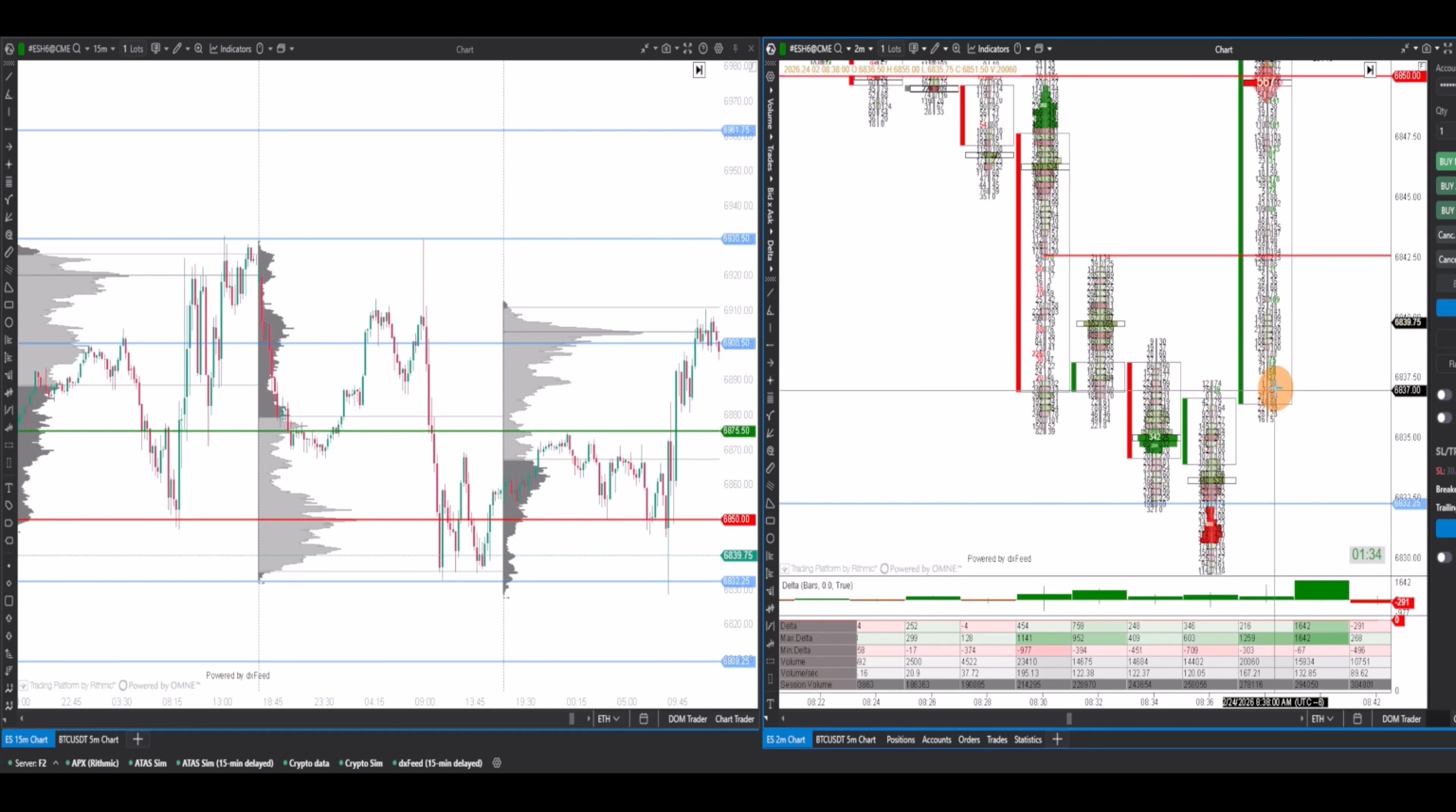We have a quad stack of imbalances here on the bullish side, showing the initiative action of the buyers taking off. And then you start to see this imbalance right here all gets eviscerated on the way back up.